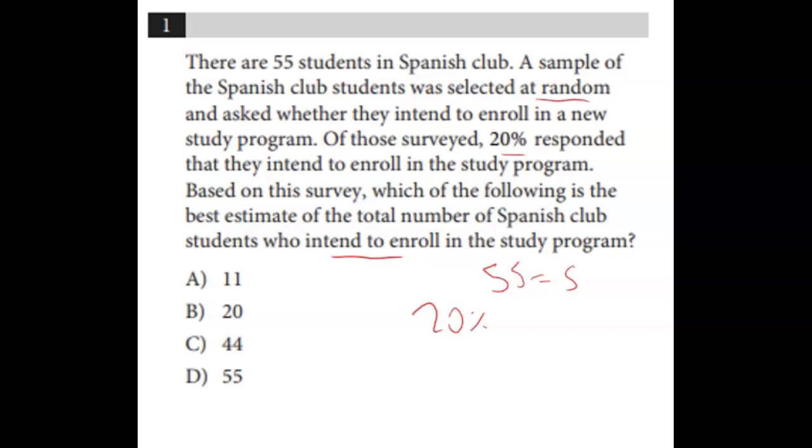So, and there's 55 students. So what is 20% of 55? And we know a percent, it's just move the decimal over, it's going to be 0.2. So what is 0.2 of 55? Well, after plugging that into my calculator, it is 11, so it's answer choice A.